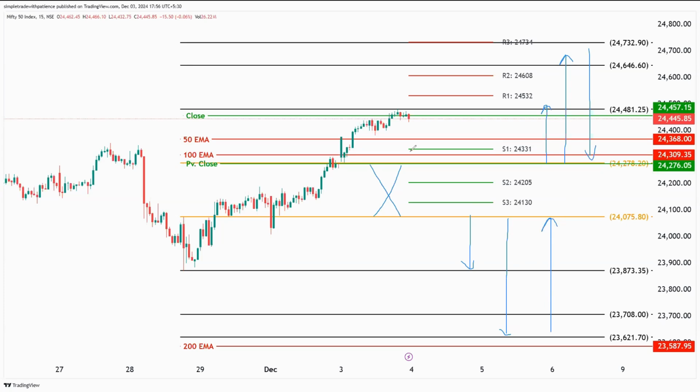Now, coming back to our support and resistance, R1 would prove to be a strong resistance and a very important one. So if at all R1 has been taken out, yes, we could see momentum and a possible move up to 24,600, 700, 800 levels. On the lower side, support 1, which is at 24,331, would play an important role because you might see a pullback at this level.